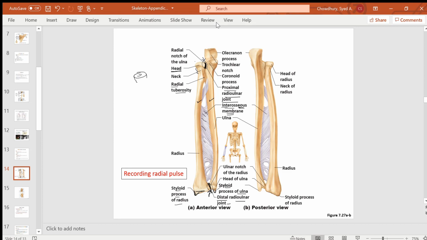Now let's see the ulna. The upper end of the ulna has two processes. This is called the olecranon process, the upper one, and this is the coronoid process, the lower one. So this is the coronoid process here, and this is the olecranon process here. Okay, and in between you have a U-shaped area that is called the trochlear notch. Trochlear notch. It articulates with the lower end of the humerus where you have the trochlea.